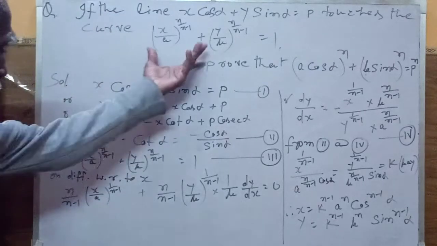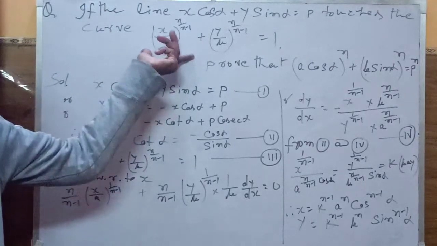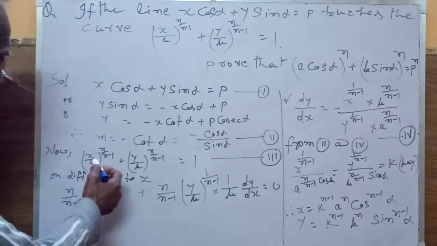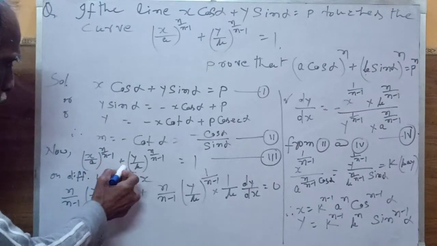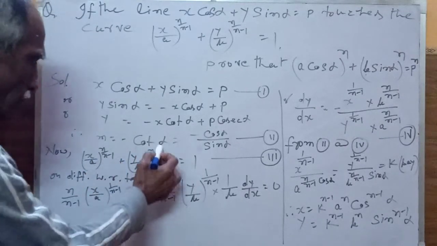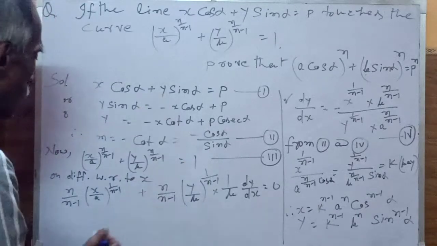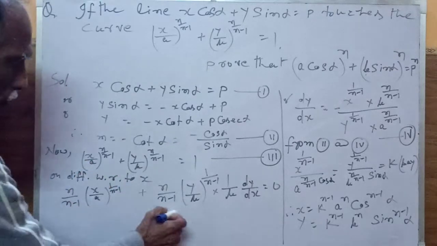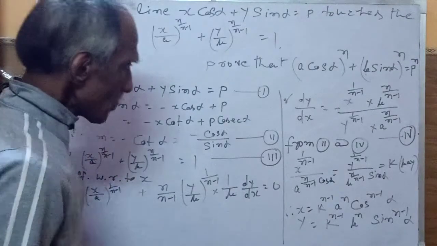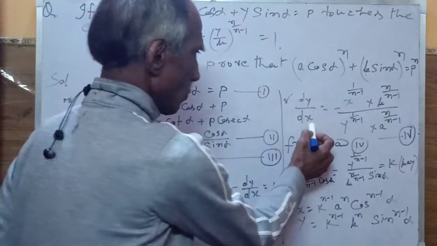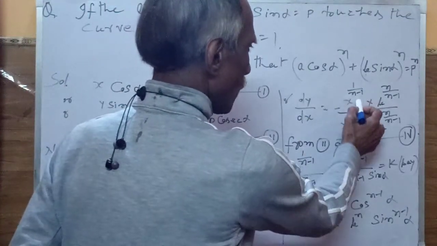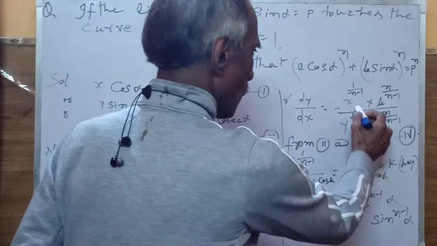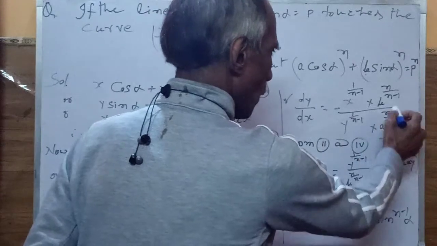Now take the curve. From this curve also find out the slope, means dy by dx. The curve is (x/a)^(n/(n-1)) plus (y/b)^(n/(n-1)) is equal to 1. This is given to you. Now on differentiating with respect to x, you will get this part, or dy by dx is equal to x^(1/(n-1)) into b^(n/(n-1)) by y^(1/(n-1)) into a^(n/(n-1)).